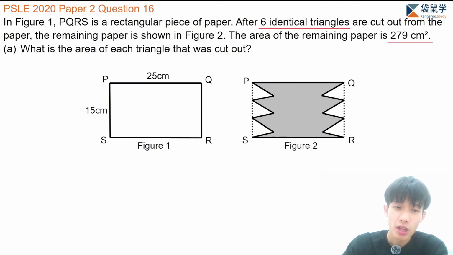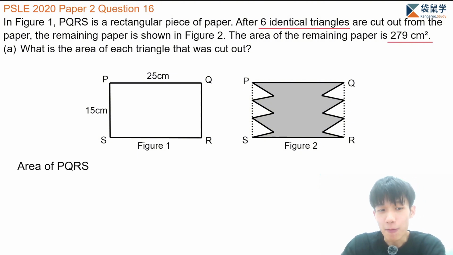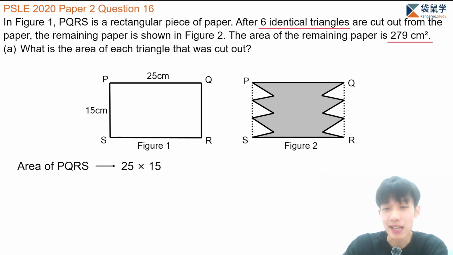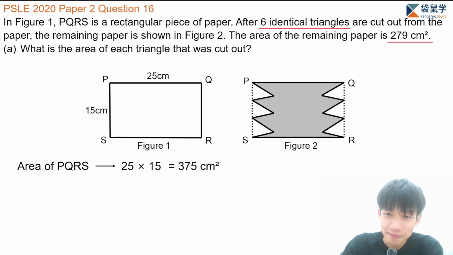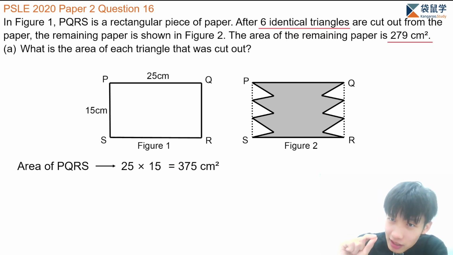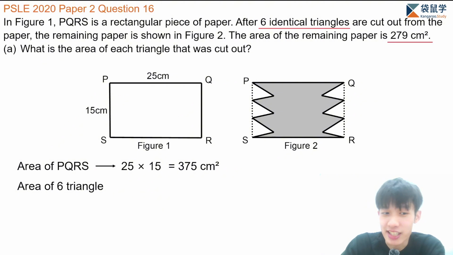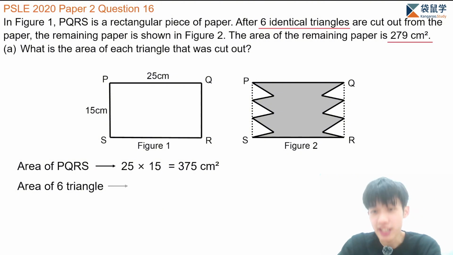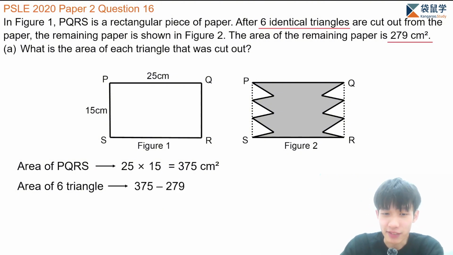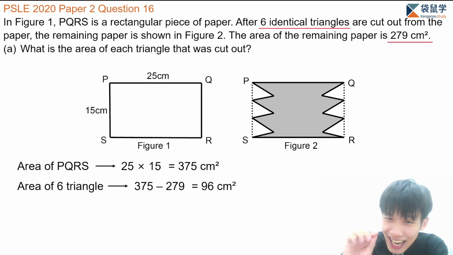So first of all, how to calculate the area of PQRS, the rectangle? Simply, it should be length times width. 25 times 15 gives us 375. Now, the figure 2 is 279, so what's the difference? The difference is nothing but the 6 triangles. Area of 6 triangles is just 375 minus 279, which gives us 96 centimeters square. So that's for 6 identical triangles.